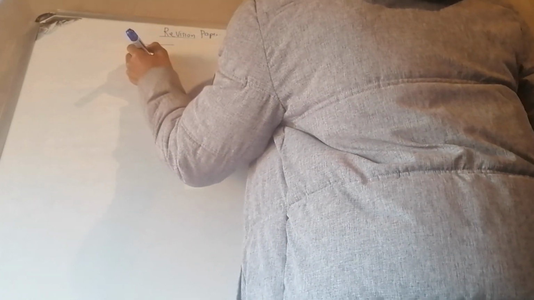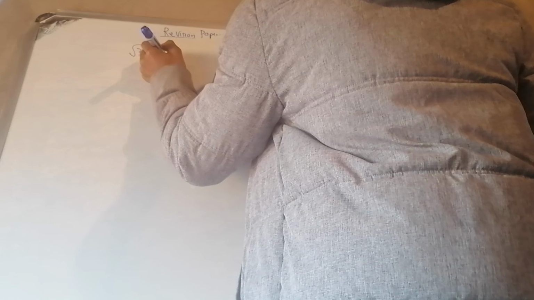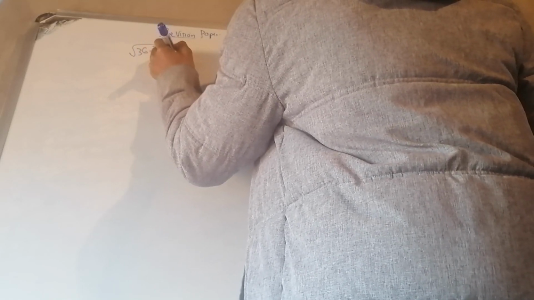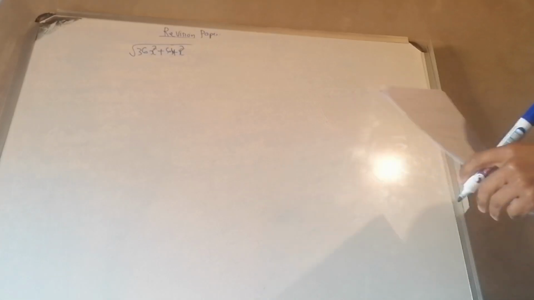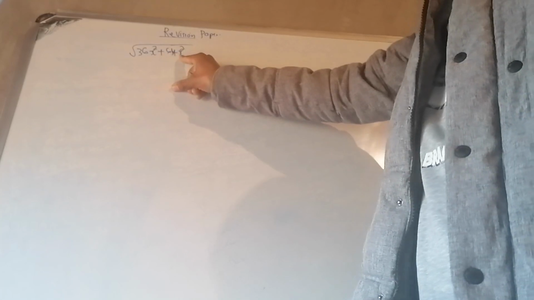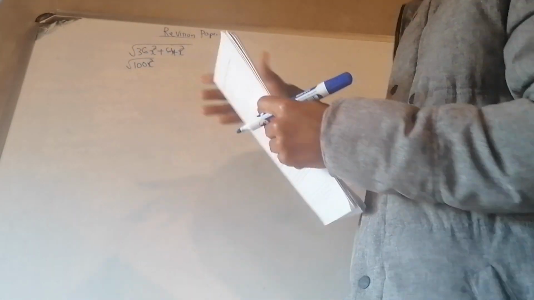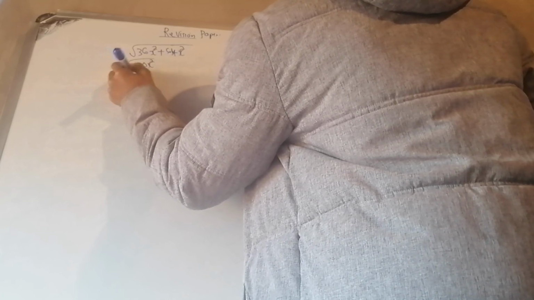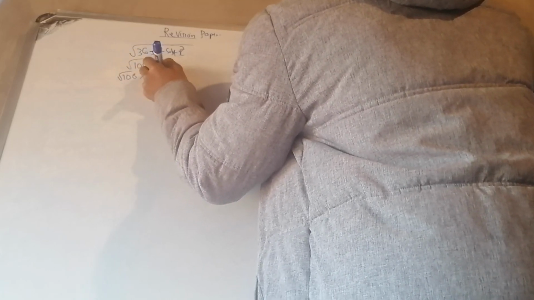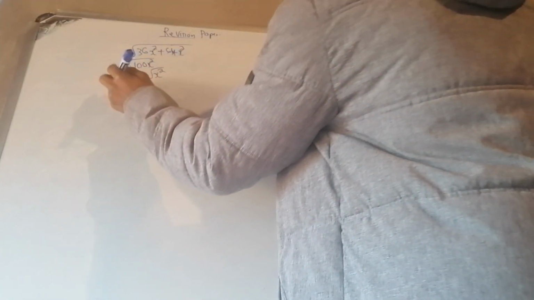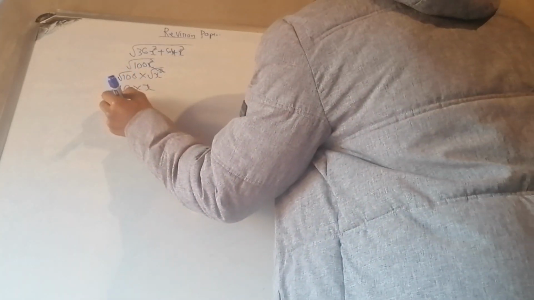The square root of 36x² plus 64x². Right, you calculate by collecting like terms: 36x² plus 64x². Look at 36 plus 64; you find the square root of 100x². Now it's the square root of 100 multiplied by the square root of x². The square root of 100 is 10. The square root of x² cancels, leaving x. Your answer is 10x.